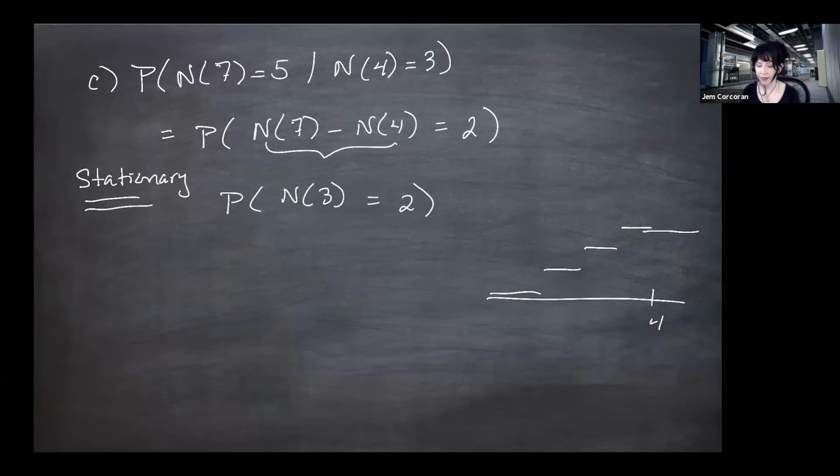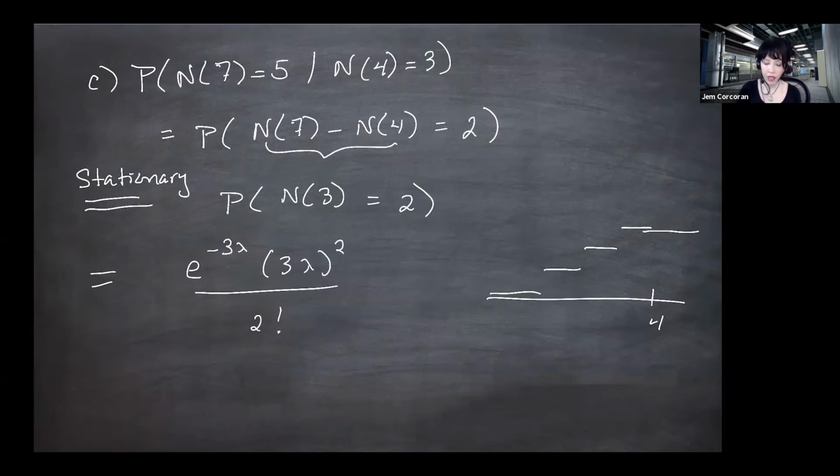In the picture, N of 7 minus N of 4 is different than N of 3, right? N of 3 is how many jumps I've seen by time 3, and N of 7 minus N of 4 is how many jumps I see between times 4 and 7. But they'll have the same distribution as the number of jumps I see in any other interval of time with length 3. So you don't have to write this line, but either case, we have an e to the minus 3 lambda because we have a time interval of length 3, then 3 lambda to the 2 over 2 factorial.